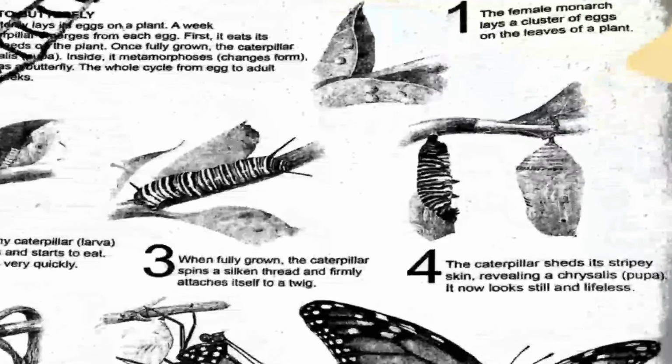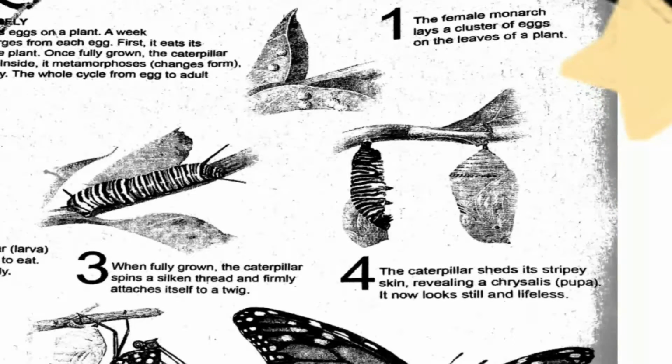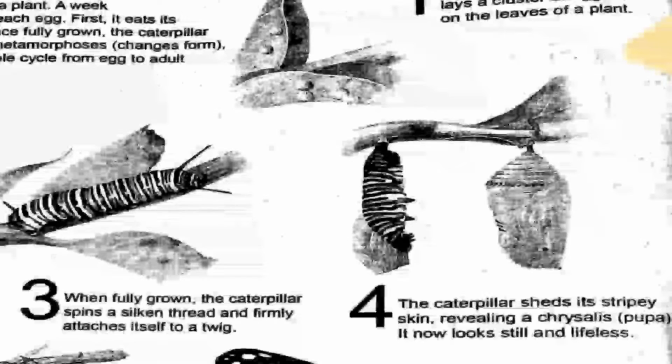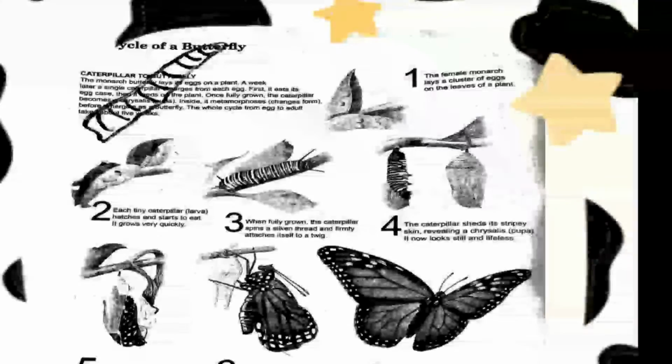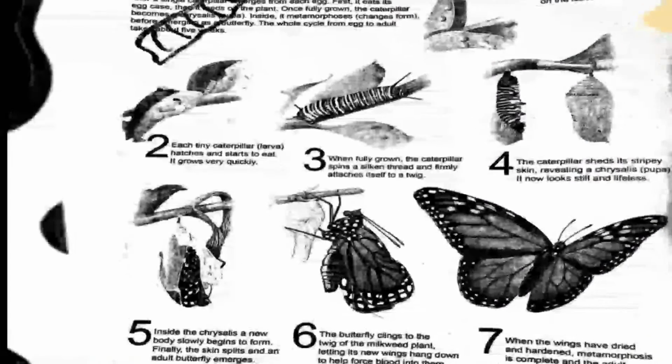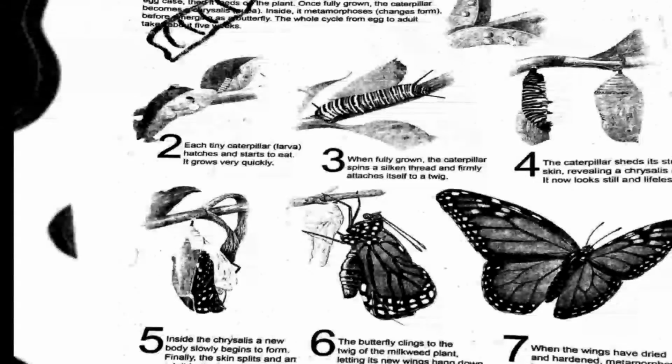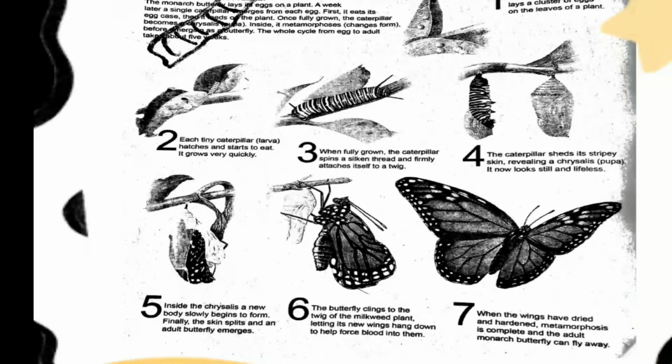The caterpillar sheds its stripy skin, revealing a chrysalis or pupa. It now looks still and lifeless. From this to this, medyo parang nagbalot siya. Next natin, inside the chrysalis, a new body slowly begins to form. Finally, the skin splits and an adult butterfly emerges. So from egg to caterpillar to pupa stage, magiging adult na siya.